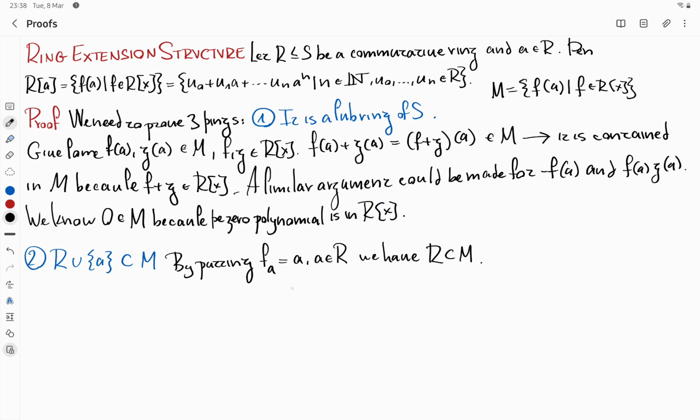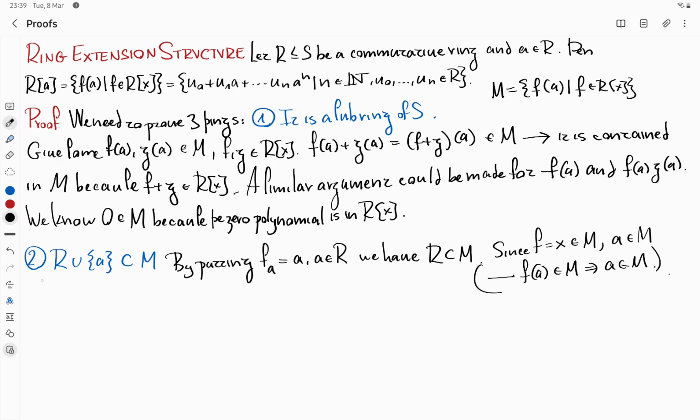So in other words, every single element from the underlying set of R is contained in M, because it is generated by the set of polynomials, and as such we can take the constant polynomials which are equal to every single element from the underlying set, and as such the elements of the underlying set are contained in M. Since the linear polynomial f(x) equals x, f(a) is contained in M, A is also contained in M.